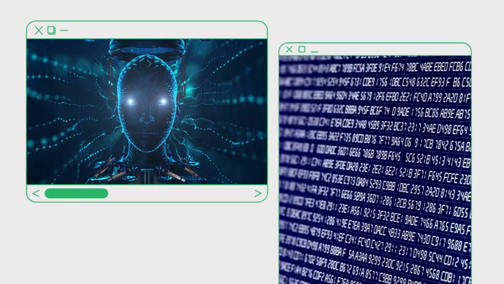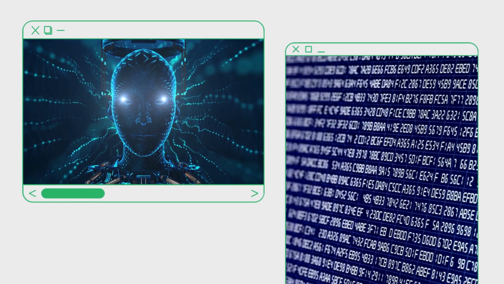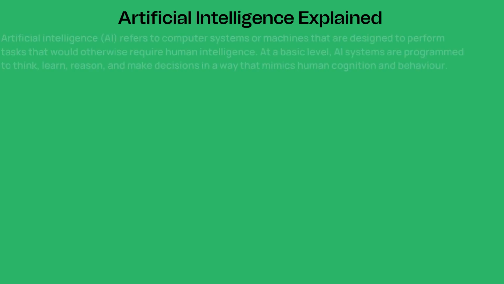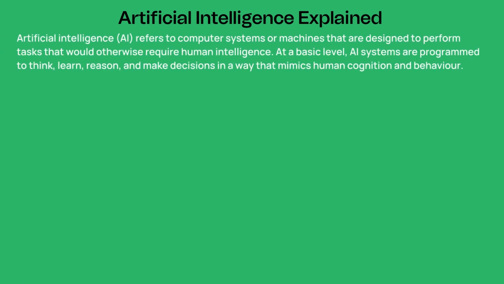So just before we take a look at the artificial intelligence website builders, let's get a clear understanding of what artificial intelligence is. Artificial intelligence, also known as AI, refers to computer systems or machines that are designed to perform tasks that would otherwise require human intelligence. So at a basic level, AI systems are programmed to think, learn, reason, and make decisions in a way that mimics human cognition and behavior.